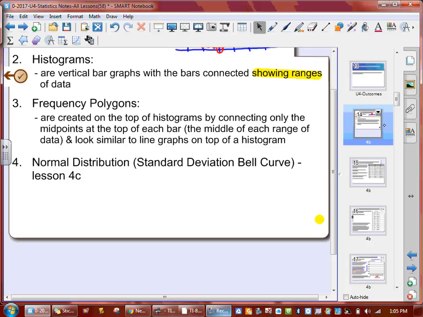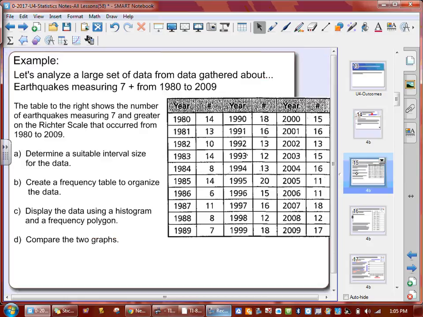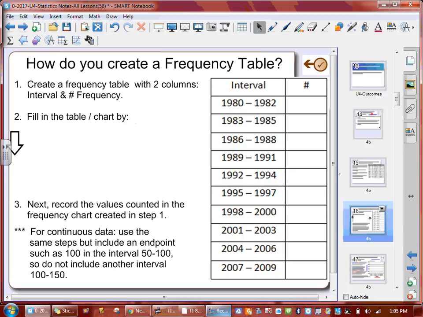All right, let's take a look at an example. Our very first example here is a large set of data, and it's gathered about earthquakes measuring 7 or greater on the Richter scale. And these were measured from 1980 to 2009. So this is the data that they have gathered. So again, it's a lot of data. So what we've done is on the bottom of the page, I have shown you a list. I have started the list for you. I've already created the intervals. Okay? We just have to write how much data is in each interval.